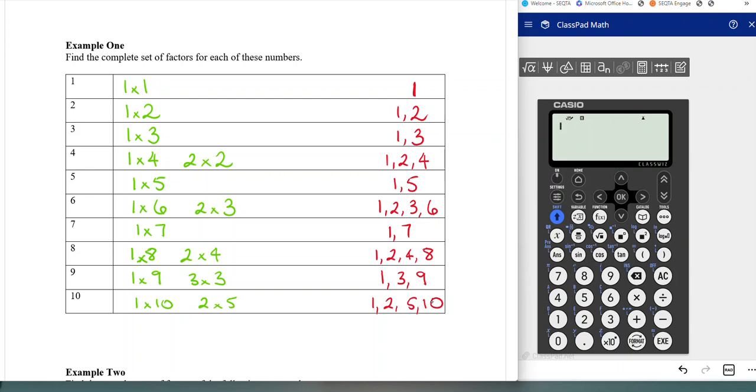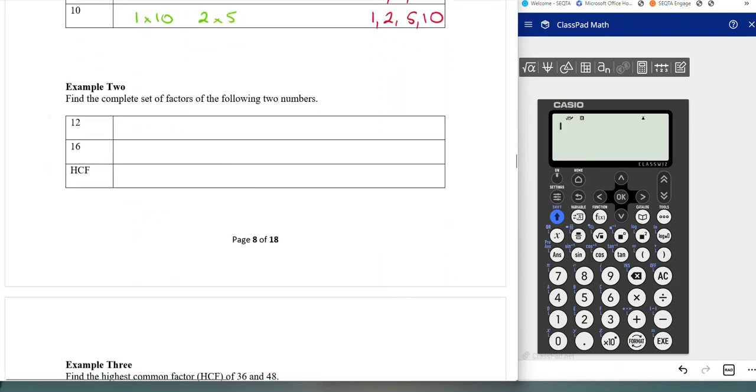Now, the reason I've got my calculator up here on the screen is because some people know their times tables really well and others maybe you don't. So you can use your calculator if you're ever not sure whether something is a factor or not, and I'm going to show you that in this next question. So question 2, it says complete the set of factors for the 2 numbers that are there, and then we want to find the highest common factor from both of them.